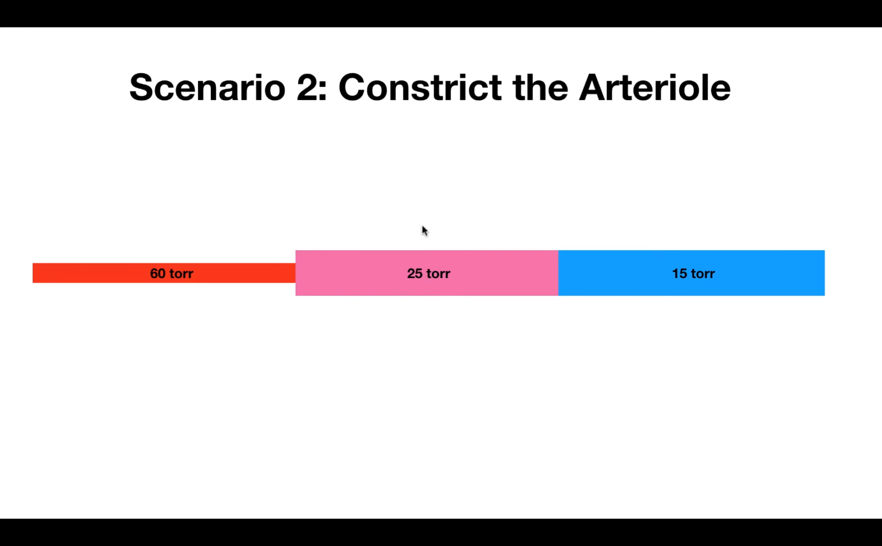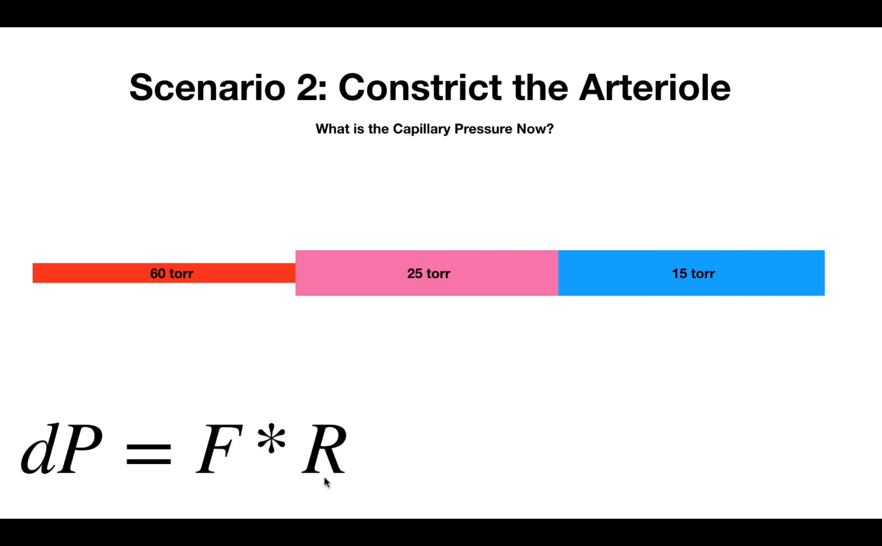Scenario number 2 is the opposite of scenario number 1, and in this case we are constricting the arteriole. So what is the capillary pressure now? What we have to bring up again is our Ohm's law of hemodynamics, and the main thing to remember is that as we increase the resistance, we increase the difference in pressure between 2 points. Now in this case, we increase the resistance of the arteriole, because we decreased the radius. So how is this going to affect the capillary pressure?